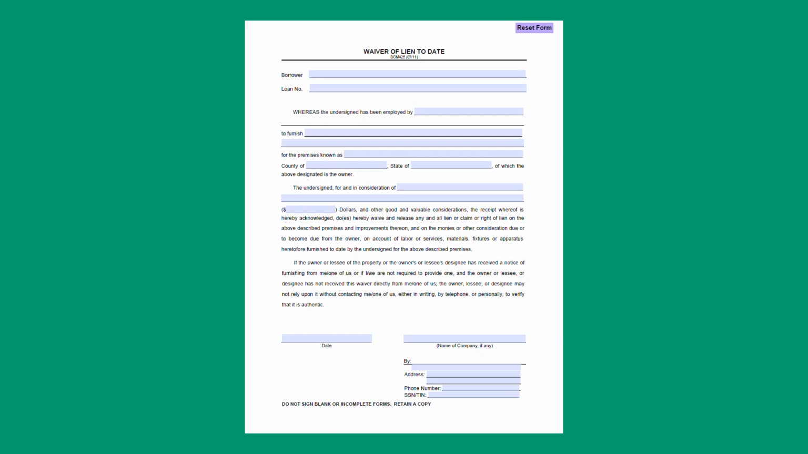GreenStone does not accept conditional waivers for our construction loans. Only unconditional waivers can be used, which will coincide with the actual payment being received by the subcontractor. All lien waivers must be signed by the subcontractor prior to being submitted to GreenStone.